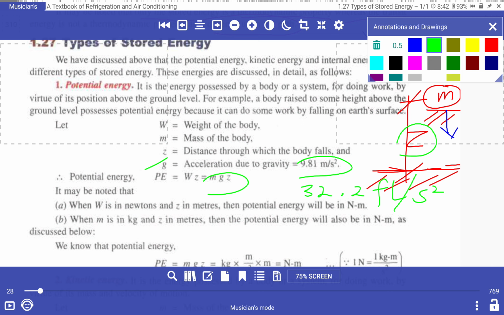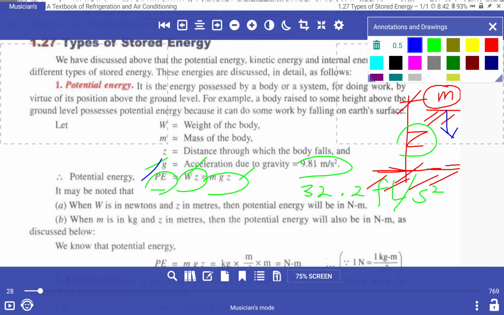So meaning if you are asked to find the potential energy and the mass and the Z are given, then you assume that G is 9.81 meter per second square. If G is given, then use the given to calculate the potential energy. On the other hand, if M is not given but weight is given, then right away multiply it by Z, and you can also calculate the potential energy.